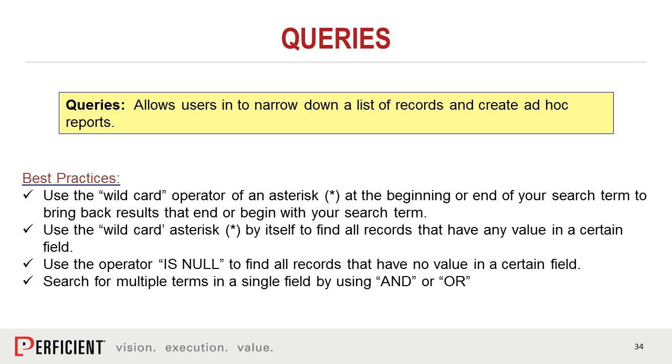You can also use the asterisk by itself to find all records where any value has been entered in a certain field. The opposite, if you enter is null in a query field, it's going to return all records that have no value in that field. A user can also search for multiple terms in a single field by using the AND or OR operators. So if you're looking for a particular field that has this value or this value, you can use that OR operator.